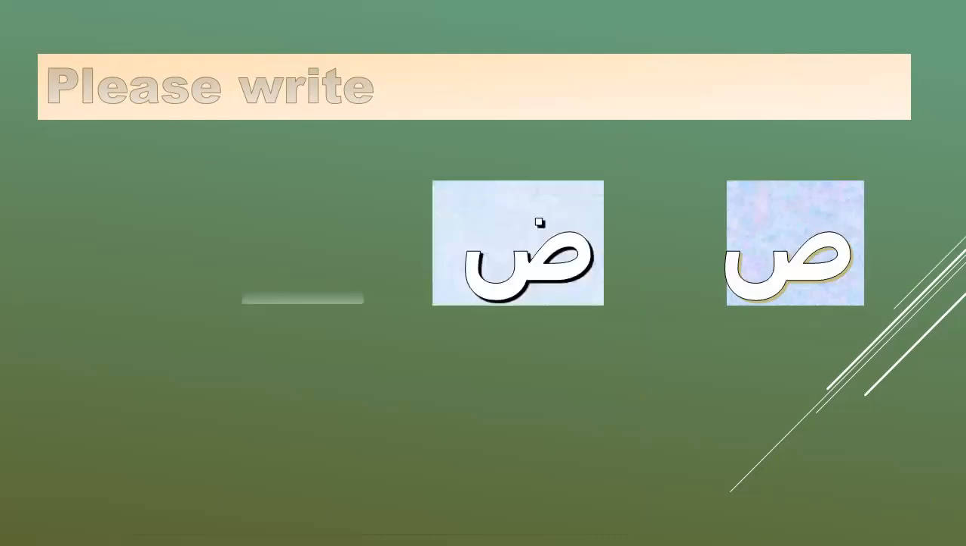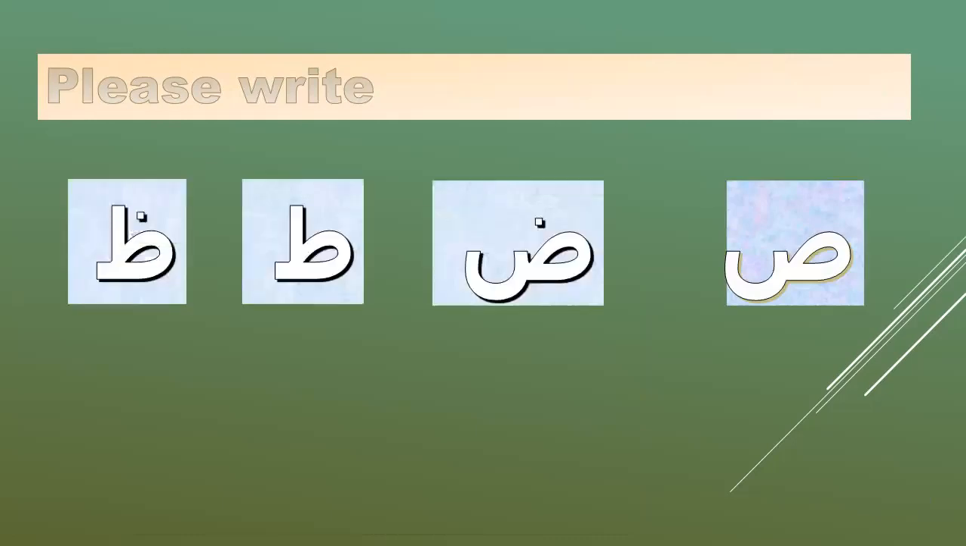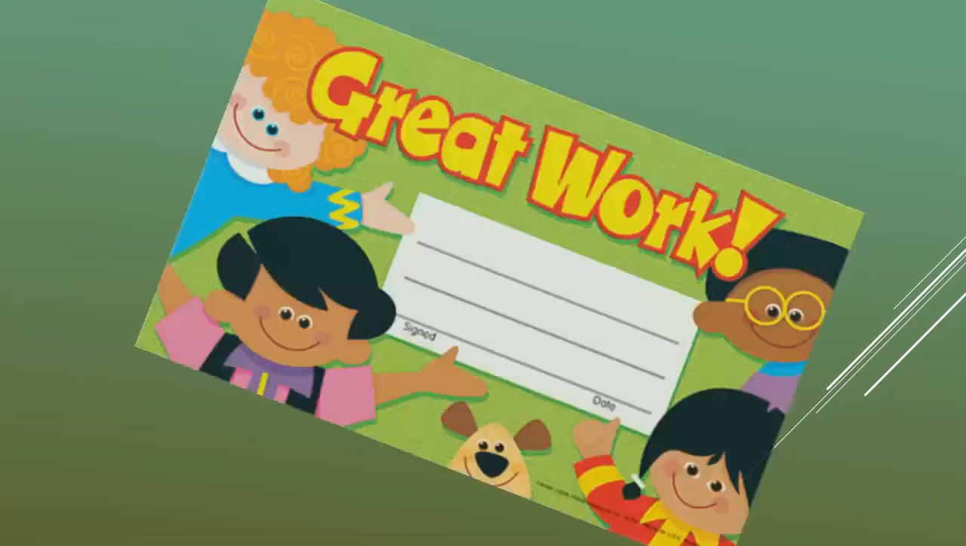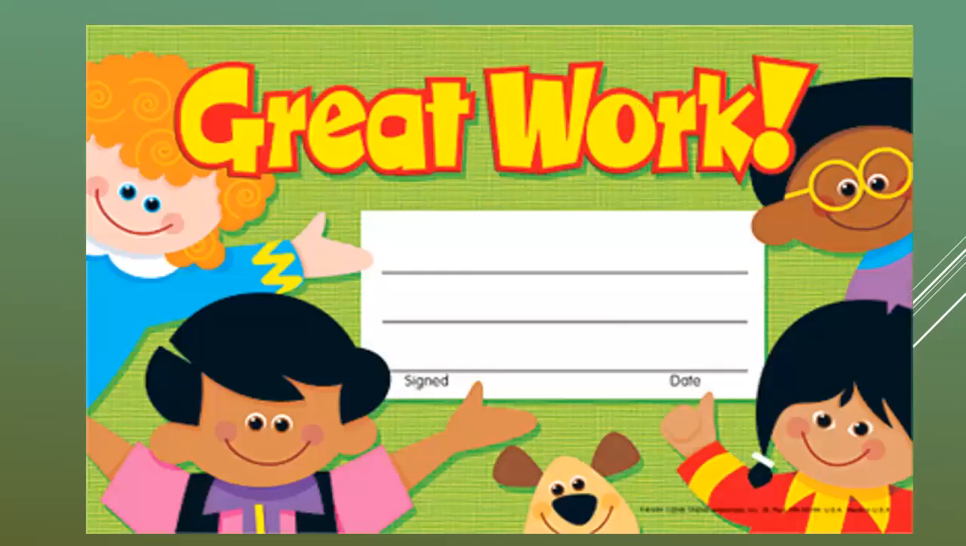Please write Saad, Daad, Ta, Za. Did you finish? Great work. Let's go to the second family today. It's Ain family, family number 7 in alphabets. Ain family has two letters, Ain and Ghain.